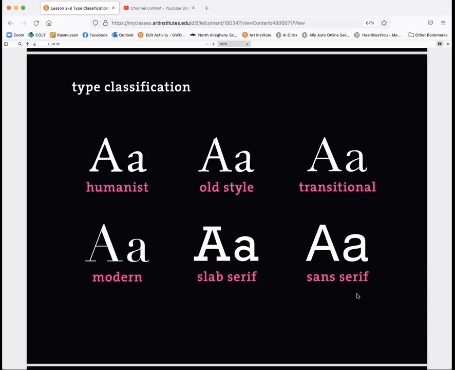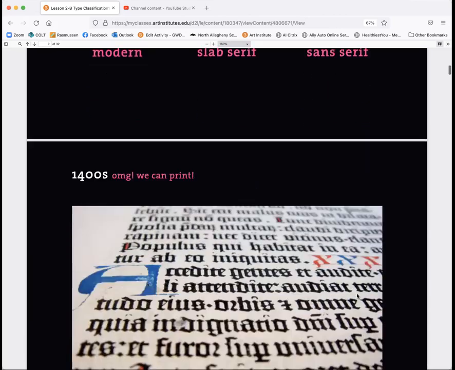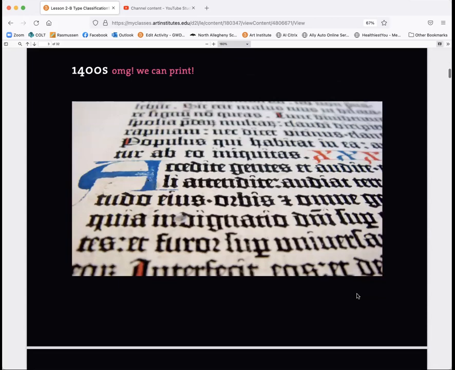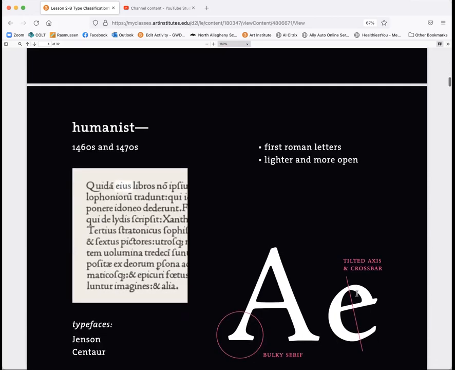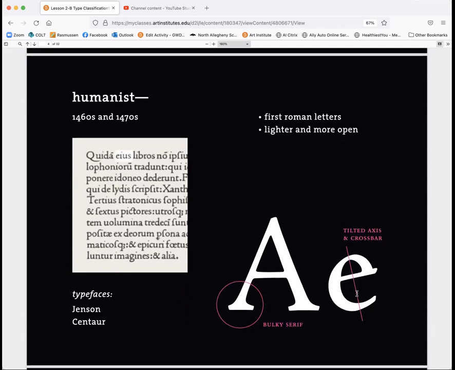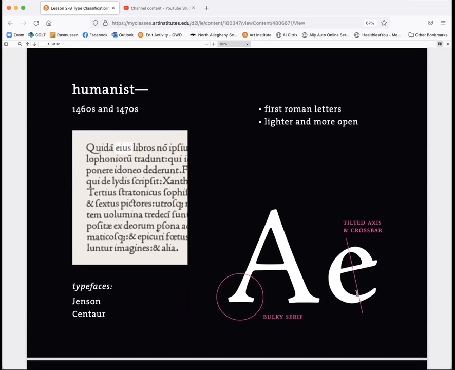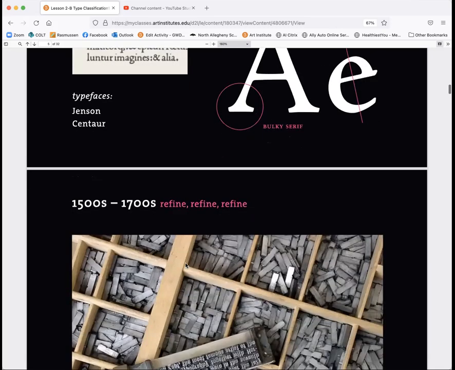These are all type classifications. Now there are typefaces that are named under each of these that we're also going to look at. As we go forward, let's look at the 1400s, which starts with the humanist classification. These were the first Roman letters. They were lighter and more open. You can see here how the serif is a little bit more bulky, and you have the tilted axis and crossbar in this little lowercase e. The typefaces under humanist, for example, would be Jenson or Centaur. If you've ever taken a look at those examples, here's a visual as well in body copy. So that was more of the humanist.